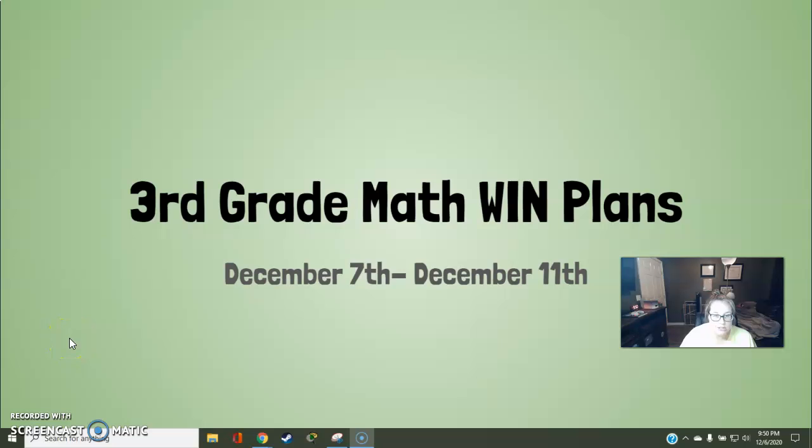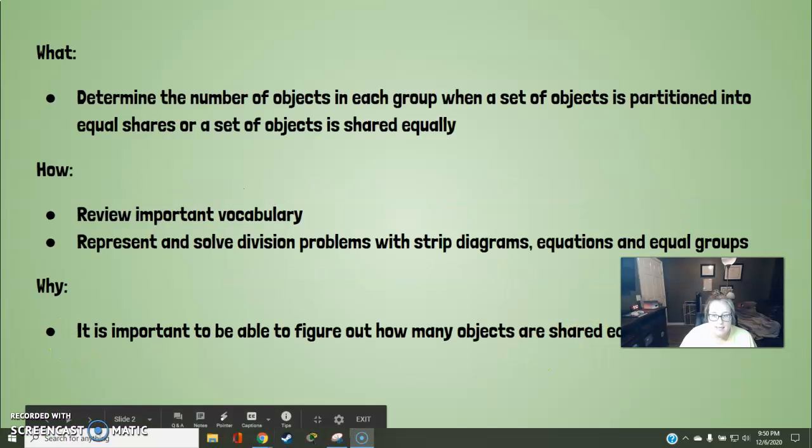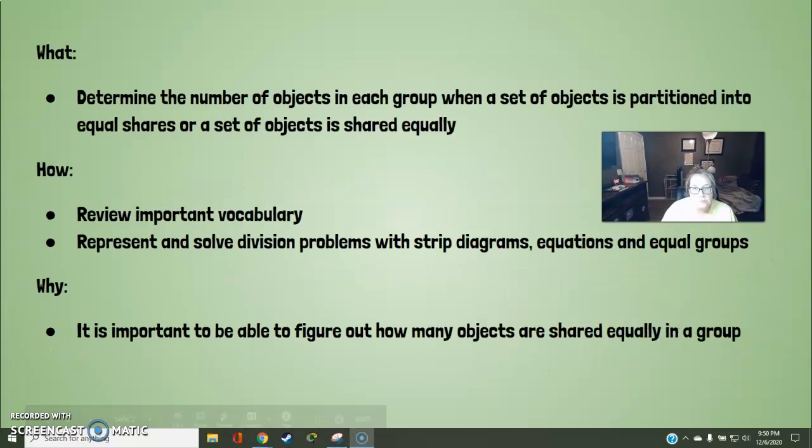So let's get started. Today, we are going to determine the number of objects in each group when a set of objects is partitioned into equal shares or a set of objects is shared equally. We are going to review important vocabulary, and we're going to represent and solve division problems with strip diagrams, equations, and equal groups. And we're going to do this because it's important to be able to figure out how many objects are shared equally in a group.